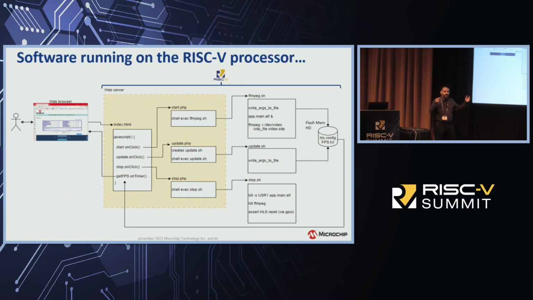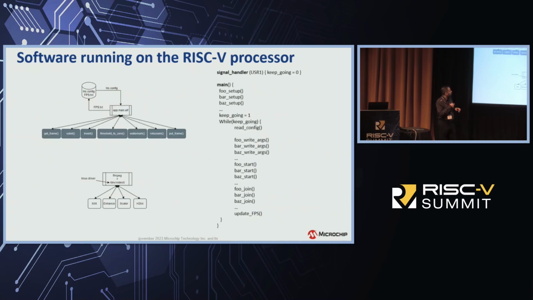And obviously, the software in the example is a little bit more complex than that because there is a web server running on the RISC-V processor. There is a web browser, and there is JavaScript that reacts on events. So when you click the start button, the stop button, you'll see that in the video. There are scripts that start the main application that controls the accelerators. There is some function that writes all the arguments in the GUI that get written into the flash storage device, all the options, and then it starts FFmpeg for the encapsulation. And then the processor also computes the frames per second and makes it available in the GUI.